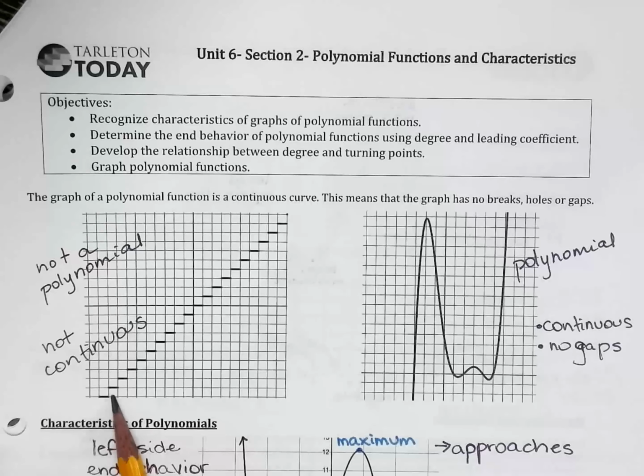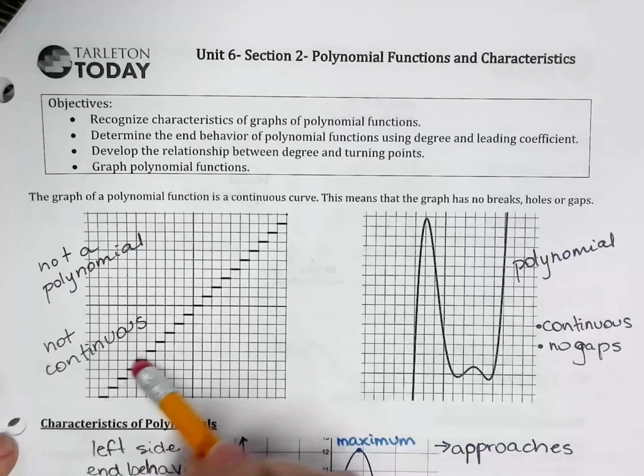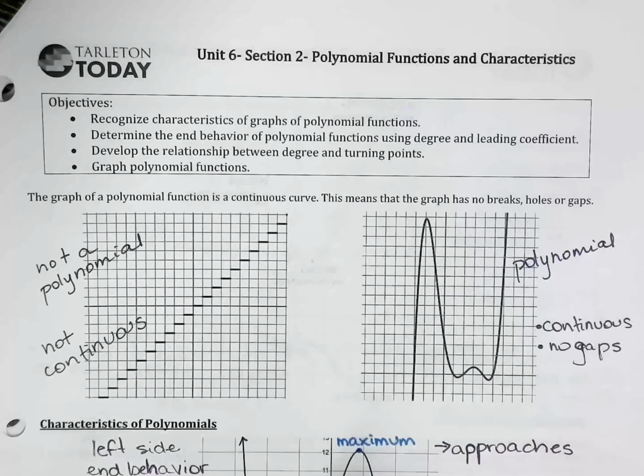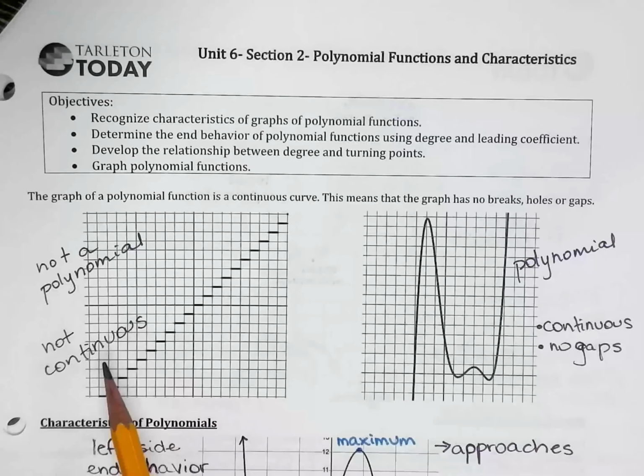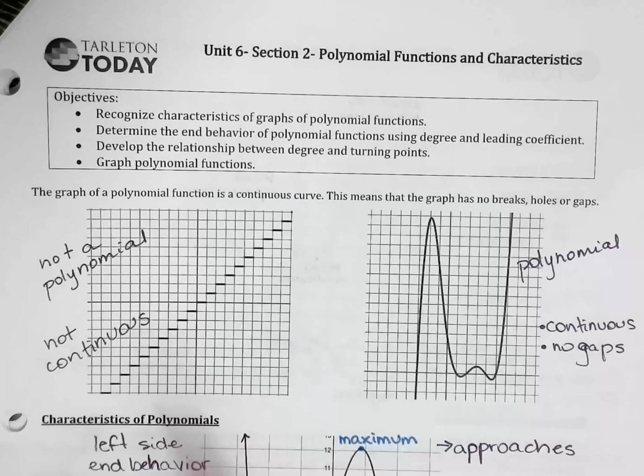So if you look at this one, it is not a polynomial because it has gaps. So there's a gap here, here, here. So when it has gaps, it cannot be a polynomial. So that's a no-go. So not a polynomial. This one is not continuous.